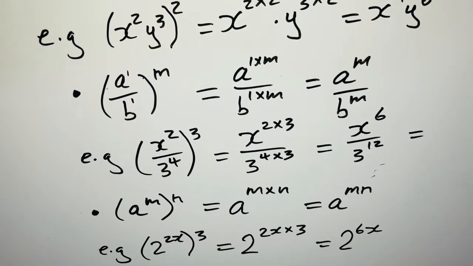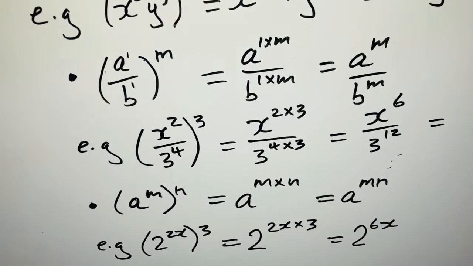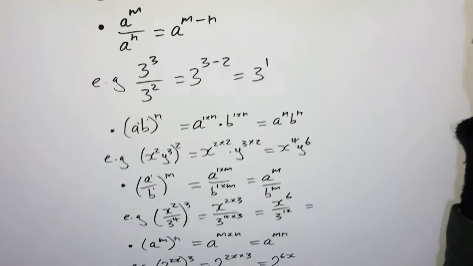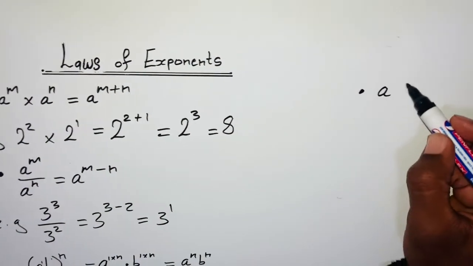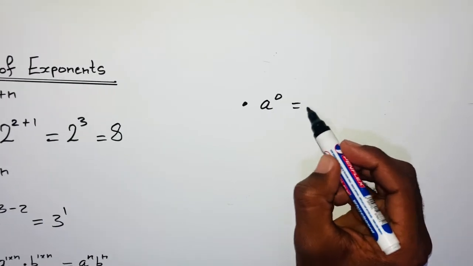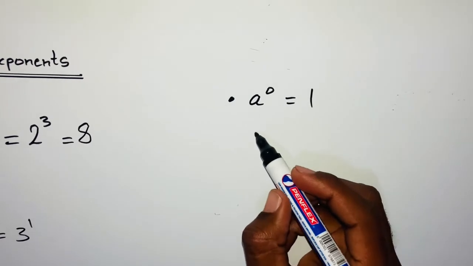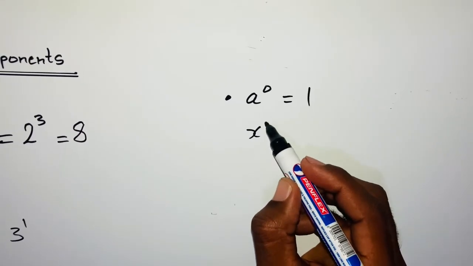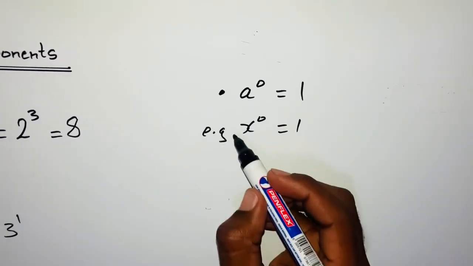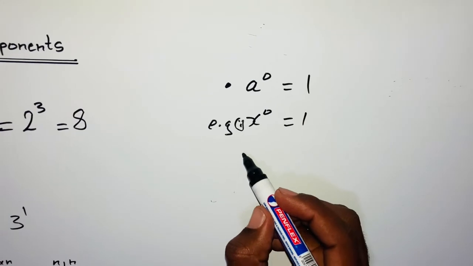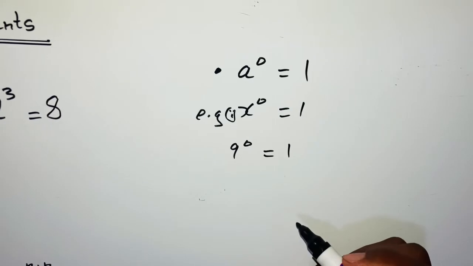Then now we'll just go for the last law, which is that everything to the 0 is equal to 1. So if I were to have an x to the 0, this is 1 as an example. Also, if I were to have a 9 to the 0, my answer will be 1.